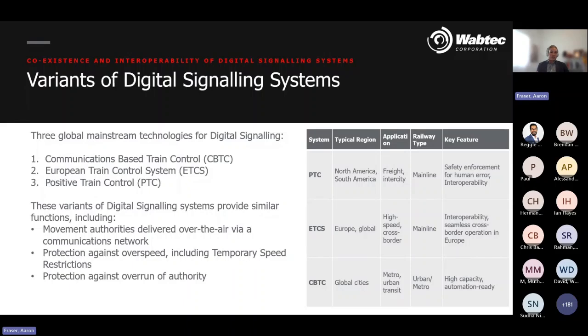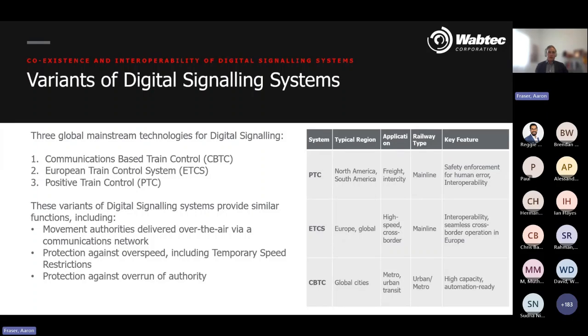Looking at the three global mainstream technologies for digital signaling systems, we have CBTC, or communications-based train control, which is commonly used in metro and urban networks. We have the European Train Control System, or ETCS, which is widely deployed on European and international mainline railroads to achieve interoperability. And finally, we have Positive Train Control, or PTC, which is the standard for North American freight and passenger safety systems and also aims to achieve interoperability.